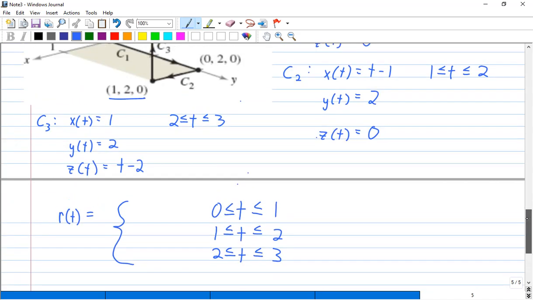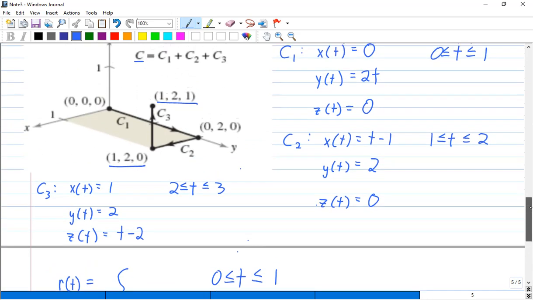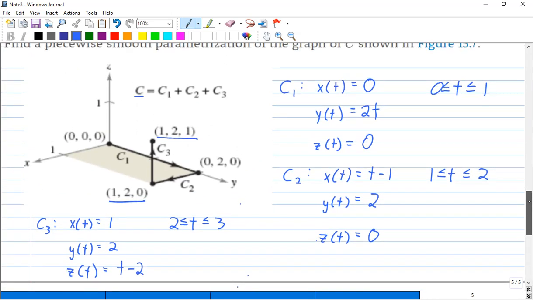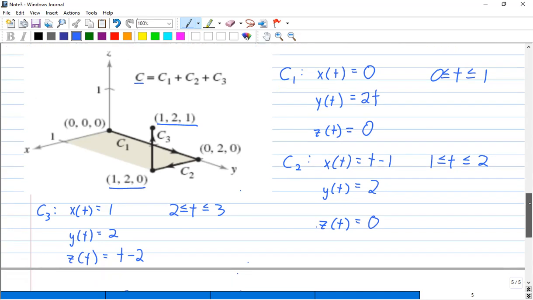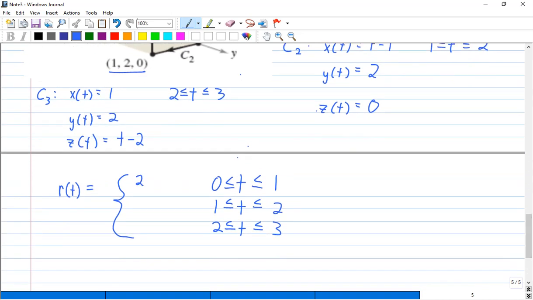And now this is where we're going to use i, j, and k for each one of our functions. So if we look back up here for C sub 1, we had a 0, a 2t, and a 0. The 2t is with y of t. So this is going to be 2t j.